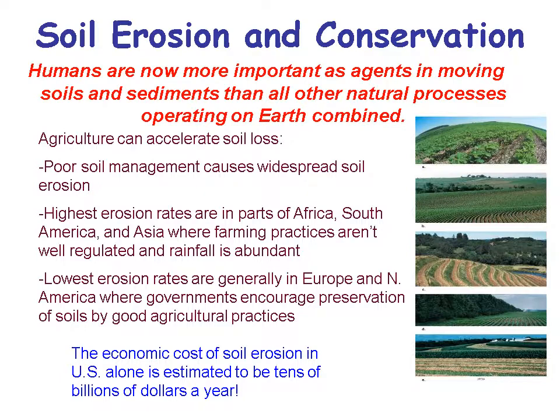So the highest erosion rates are in, guess where? Africa, South America, and Asia, where farming practices just are not well regulated and you get lots of rainfall. The lowest erosion rates are in Europe and North America, where governments encourage preservation of soils by good agriculture practices. So even in just a country like the US, the loss from soil erosion is tens of billions of dollars a year. So it's very serious, and it's important for you to know about, even if you aren't a farmer. You really need to understand the importance of good agriculture soil management.